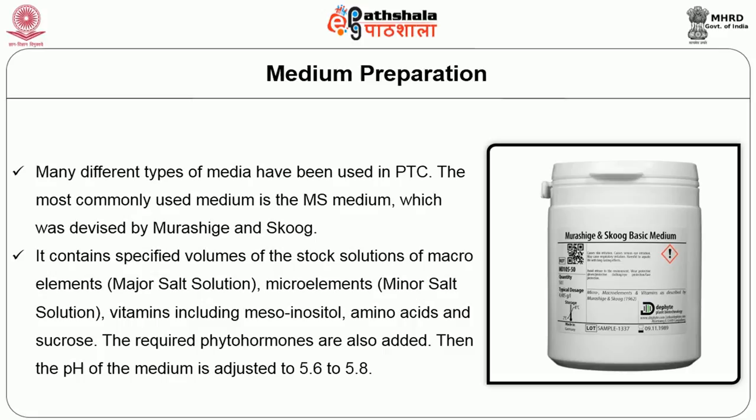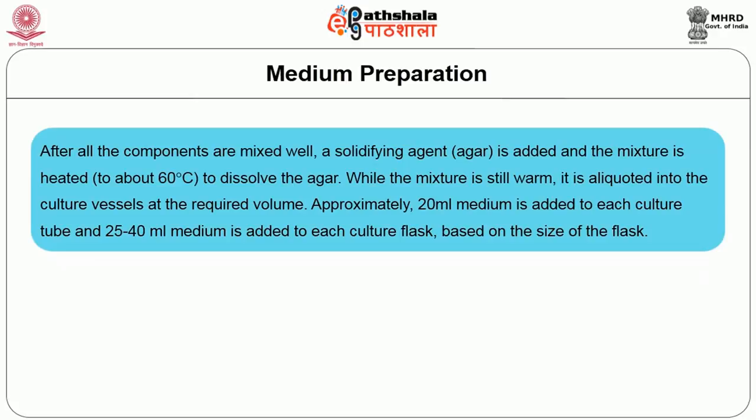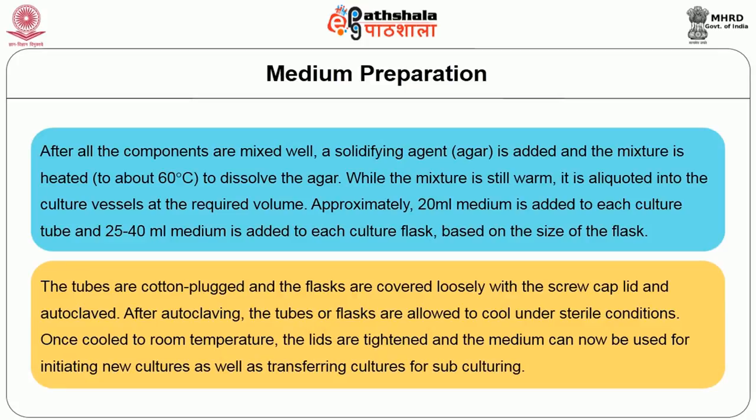And after all the components are mixed well, a solidifying agent like agar is added and the mixture is heated to about 60 degrees centigrade to dissolve the agar. When the mixture is still warm, it is aliquoted into the culture vessels at the required volume. Approximately 20 ml medium is added to each culture tube and 25 to 40 ml medium is added to each culture flask based on the size of the flask. The tubes are cotton plugged and the flasks are covered loosely with the screw cap lid and autoclaved.